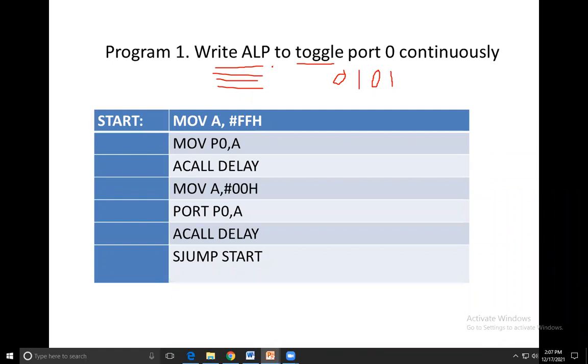Suppose all bits are 000. After that, all bits are 111. Then again all bits are 00, then again all bits are 11. Okay, so this is toggling of a port. This is the toggle of port 0. You can take any port, but here they are giving port 0 for the toggle.